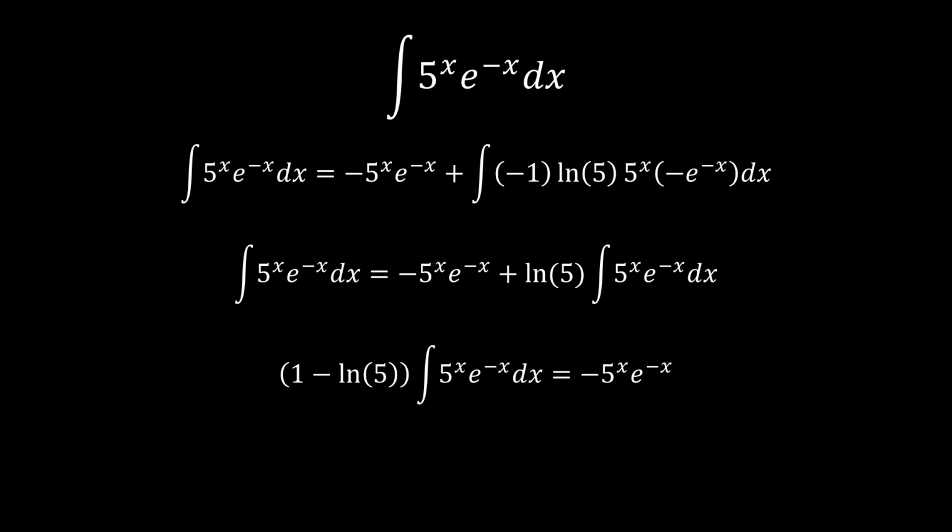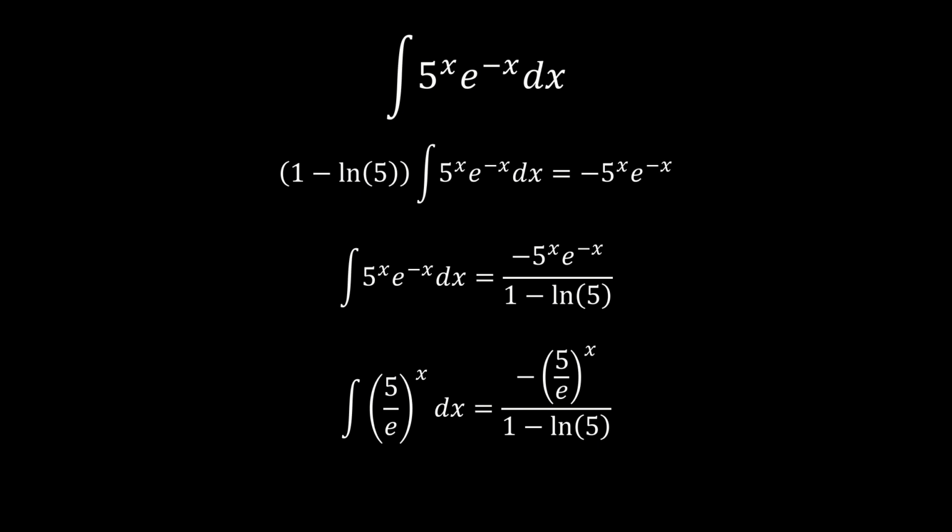Let's subtract that partial integral on the right side to the other side. We'll have the integral of 5x e to the negative x dx as a common term. So we can have our constant being the quantity of 1 minus the natural log of 5 multiplied by the integral of 5x e to the negative x dx equaling negative 5x e to the negative x. We can then divide by that constant such that we have the integral of 5x e to the negative x dx as negative 5x e to the negative x all over 1 minus the natural log of 5.